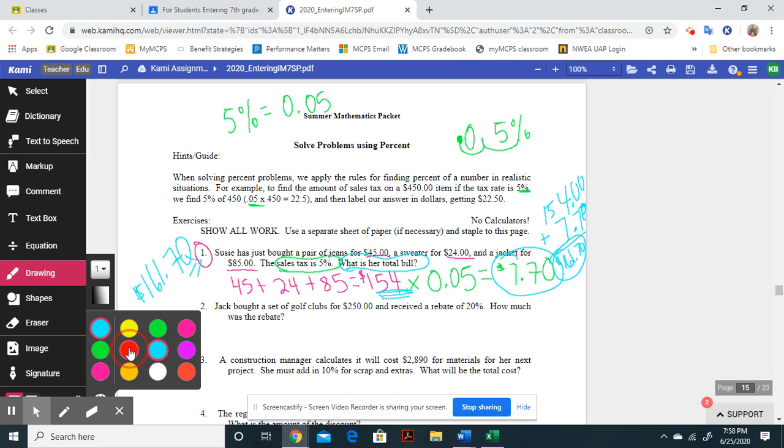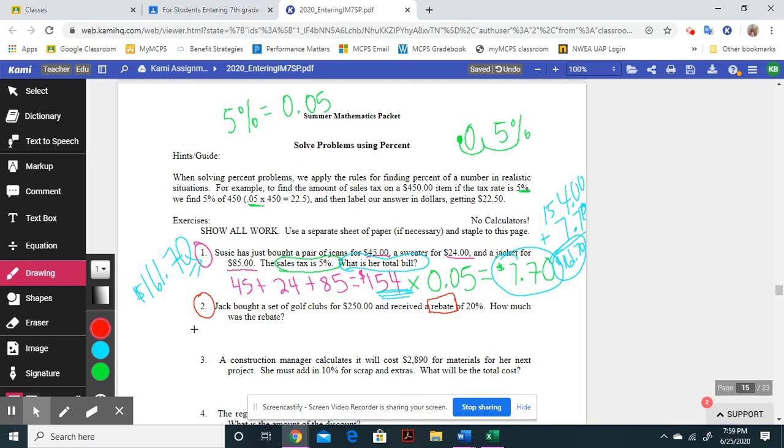Okay, so that's how you do number one. Now, number two, it all depends on what you're reading. Number two says Jack bought a set of golf clubs for $250 and received a rebate of 20%. You need to understand what these words mean. A rebate is getting money back, of 20%. How much was the rebate? For this problem, all you have to do is multiply, because they're just trying to find out what is 20% of 250.